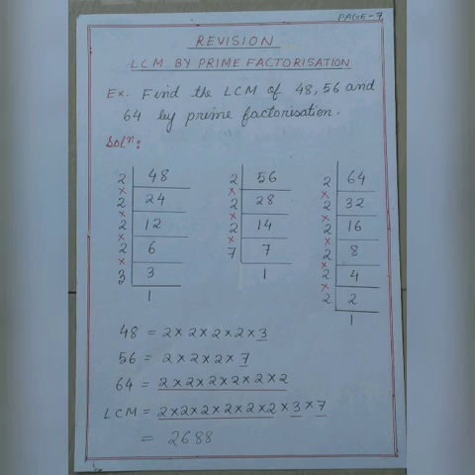Now 64 is divisible by 2, you get 32. If I divide 32 by 2, I get 16. 16 is again divisible by 2, we get 8. 8 is divisible by 2, we get 4. 4 is divisible by 2, we get 2. 2 is divisible by 2, we get 1.